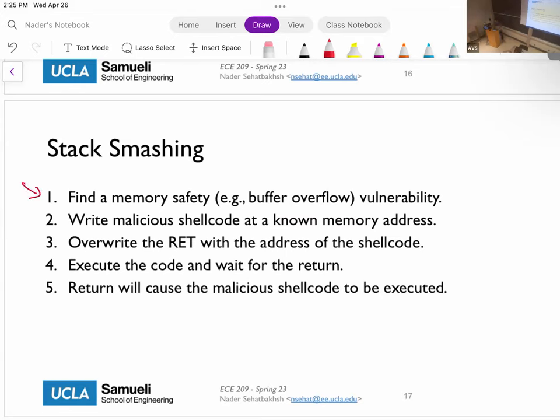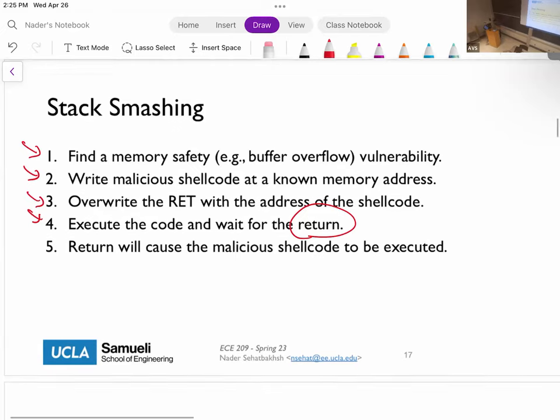Then I need to write a malicious shell code and do something to find where the shell is. Either I write some small piece of code or, as I'm going to describe later, I inject it into the system. Then I need to do the actual attack. I need to overwrite the return address with the beginning of the address that I want. Then let's start the execution of the code, wait for the return to happen, and then boom, right? Once the return happens, the shell will pop up, and you can have full access to the system, okay? And that's where this thing happens.